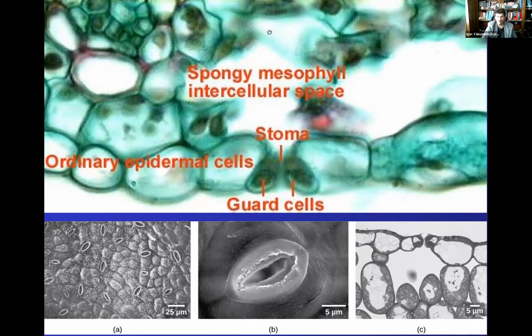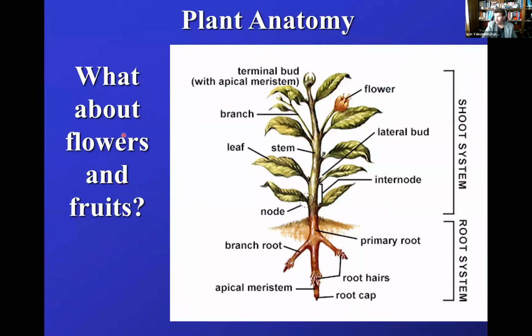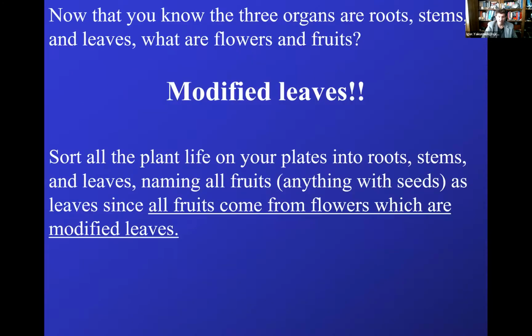Okay, plural stomata. So what about flowers and fruits? You can say, well, yeah, we just talked about the flower and fruits. Well, flowers and fruits are nothing else but the modified leaves. Modified leaves for what? For sexual reproduction. Okay, so let me stop right here for now. And let's see.